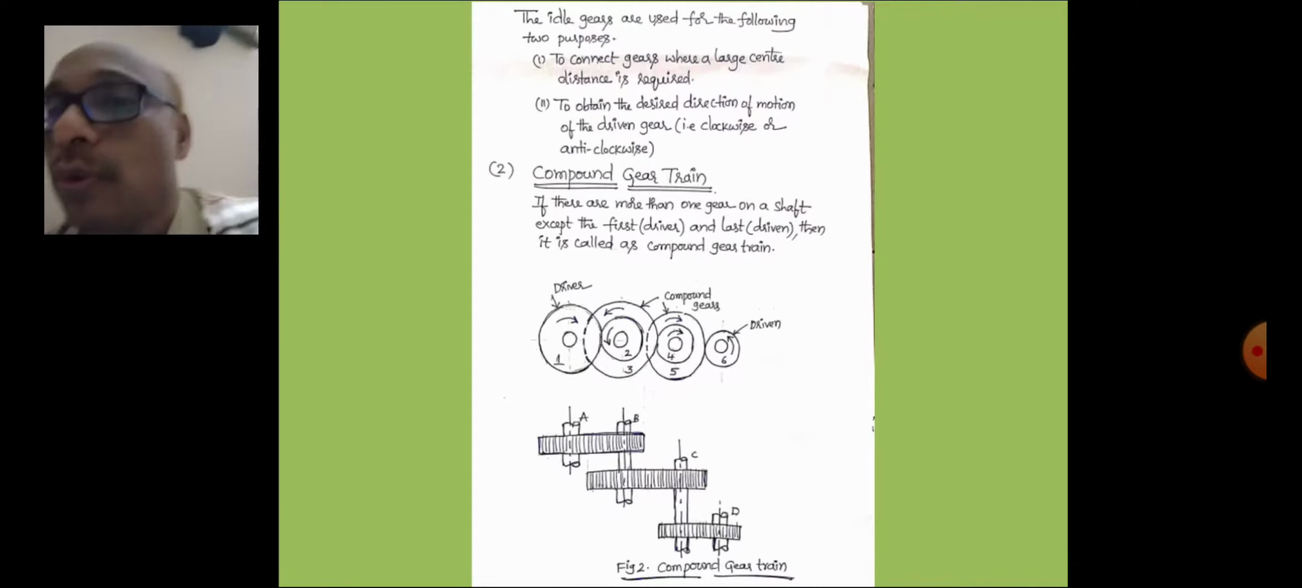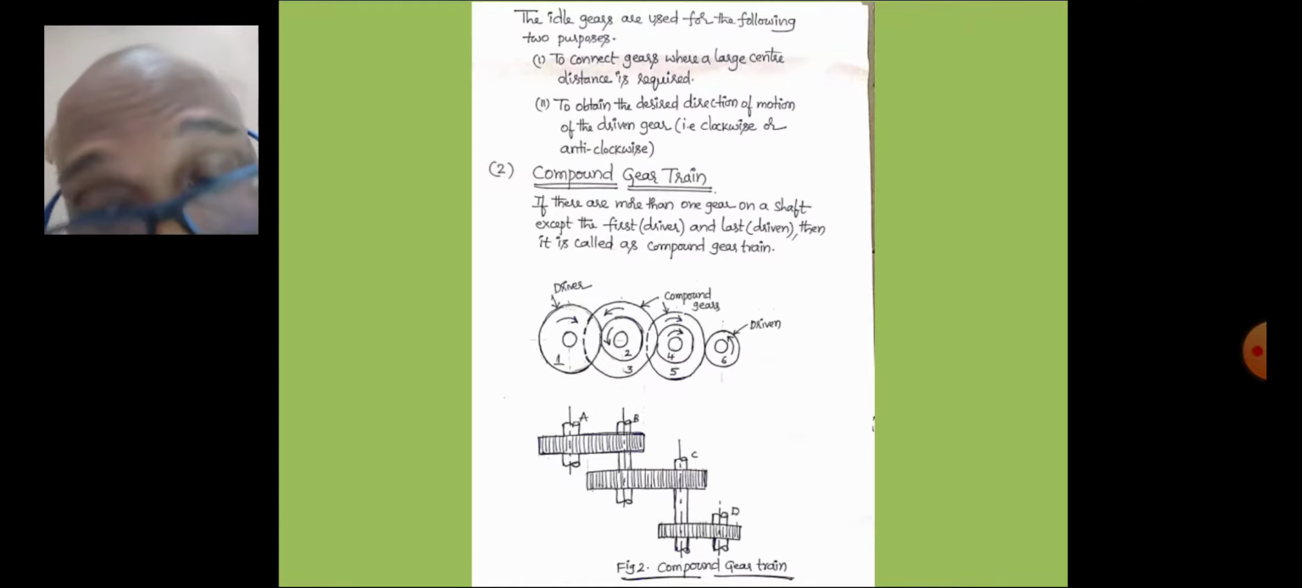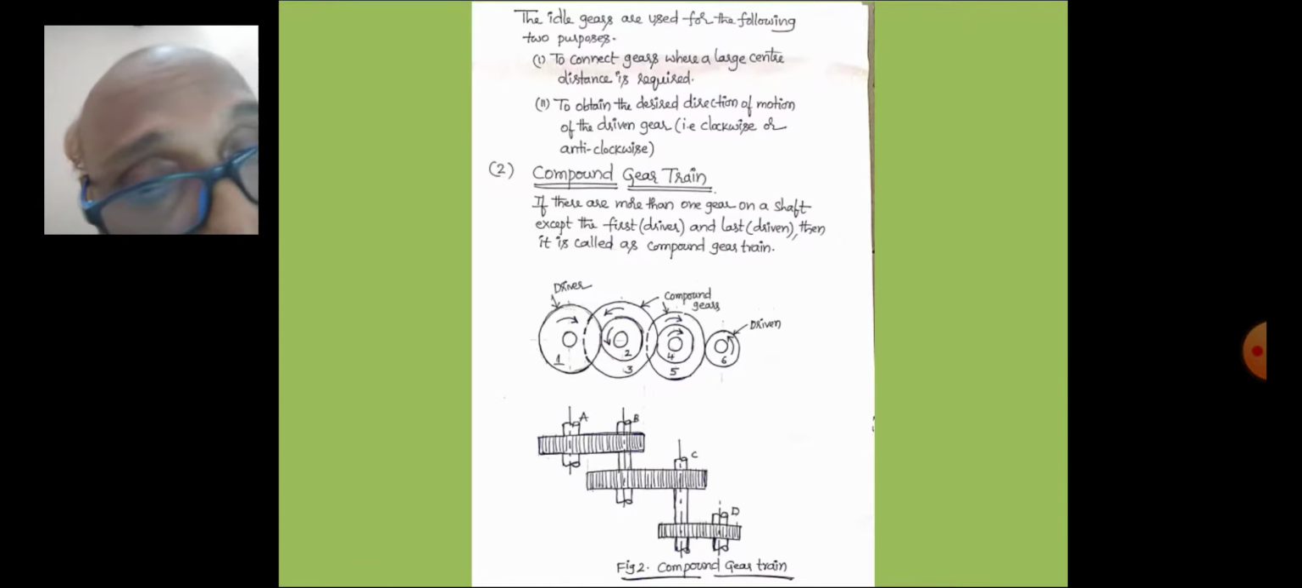Figure number 2 shows a compound gear train in which each intermediate shaft has two gears rigidly fixed to it so that they have the same speed. So 2 and 3 are mounted on shaft B so that they are fixed rigidly to each other, so whenever 2 rotates, 3 is also rotating at the same speed. Similarly, 4 and 5 are rigidly mounted on the intermediate shaft C.